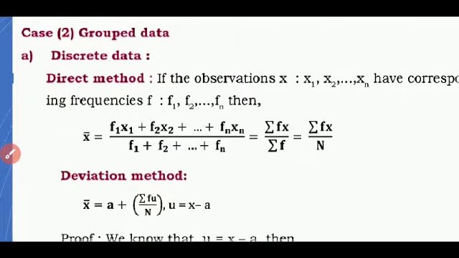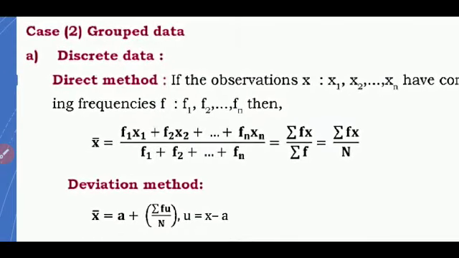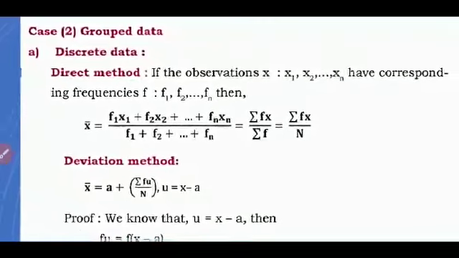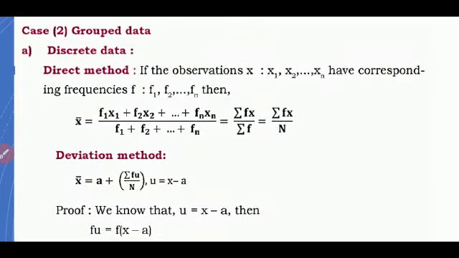Next, we will see the formula for grouped data. As I told you all, grouped data can be discrete data or continuous data. Again, discrete means you only have x and f values. Continuous means you will have the class intervals.